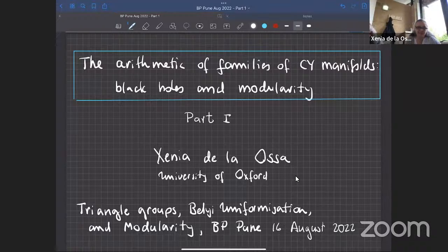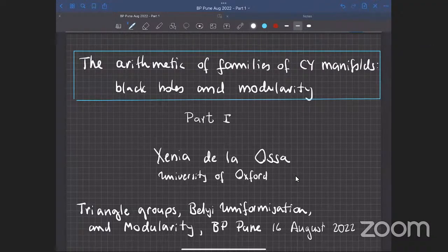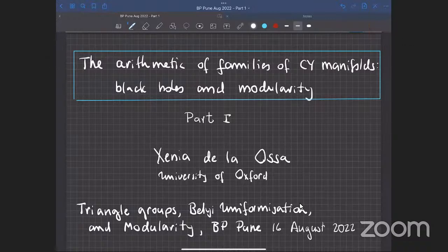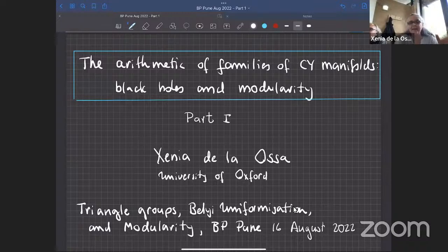Well, thank you very much, and thank you for the invitation. So this will be the first part of a talk on basic applications of the arithmetic of families of Calabi Yau manifolds to black holes and modularity.